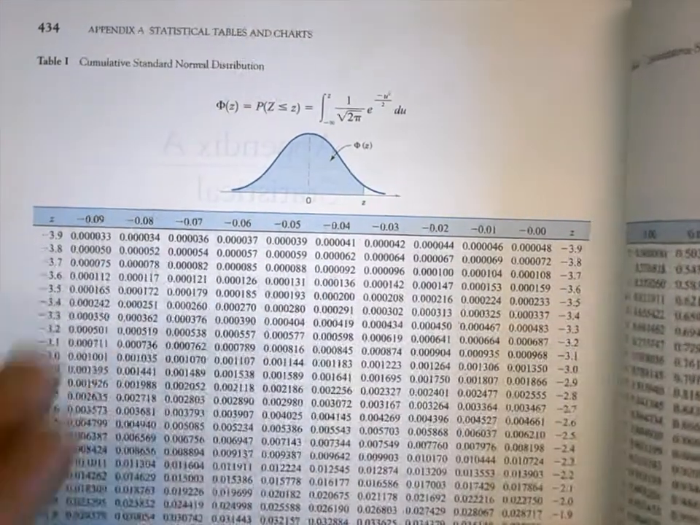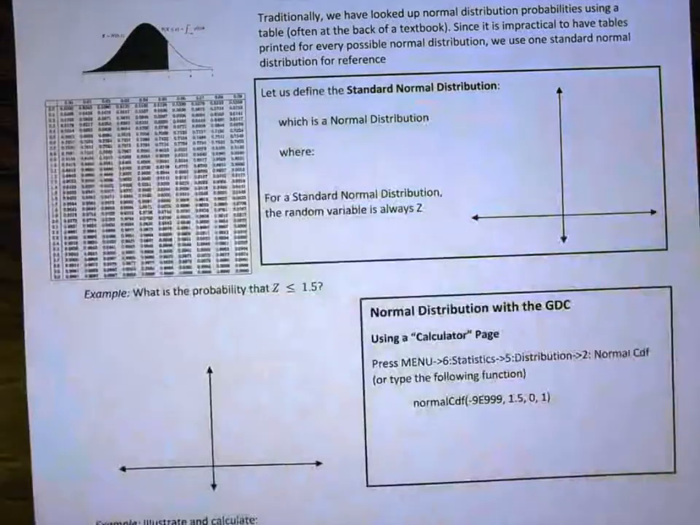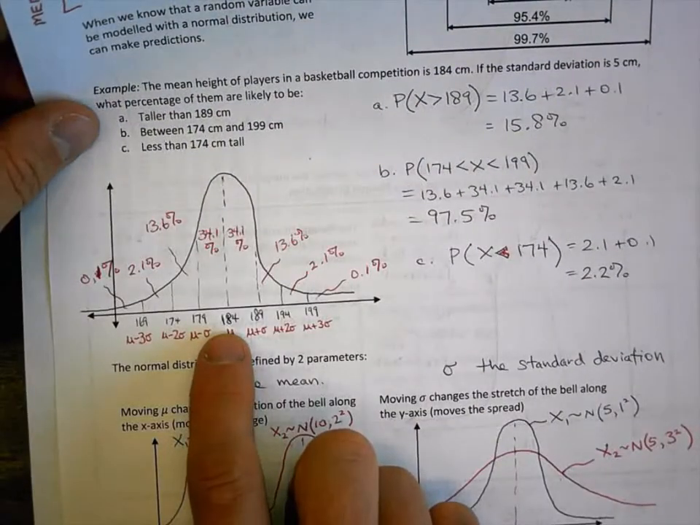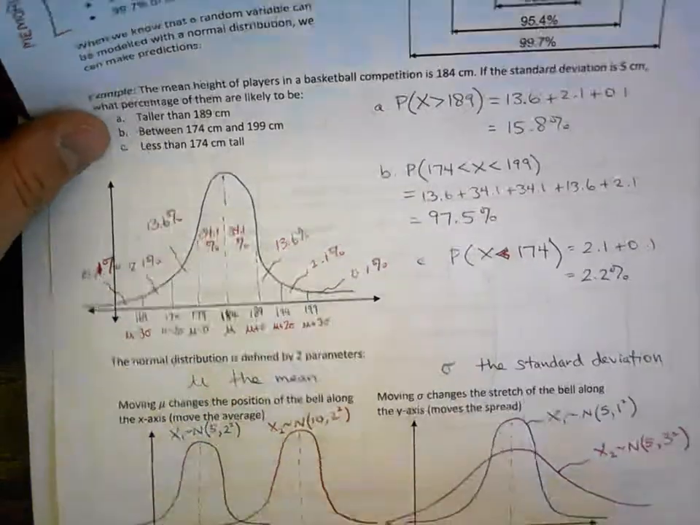Now, it's impractical to have a different printed table for every set of parameters. Imagine, you'd have to have a printed table when the average is 184. You'd have to have another one when the average is 185, another one when it's 186. Like, it would take forever, and it would take up a lot of paper.